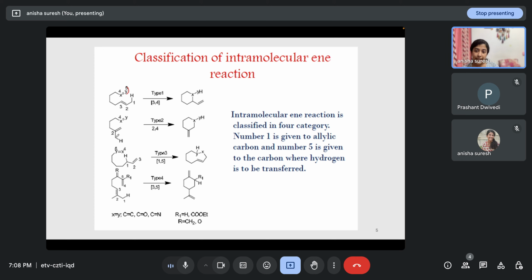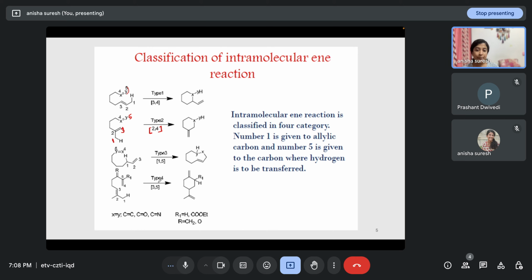so here if we number, it is like 1, 2 and 3, and this is the 5 where this hydrogen will be transferred. So here the tether is between carbon 2 and 4, hence it is known as type 2, which is 2,4 ene reaction. Okay, and in this case type 3, the tether is between carbon 5 and carbon 1. So this hydrogen is getting transferred to this carbon 5. So this is type 3, that is 1,5 ene reaction.